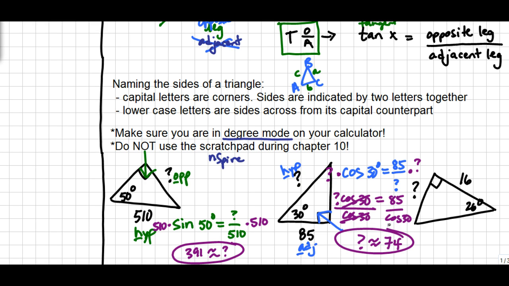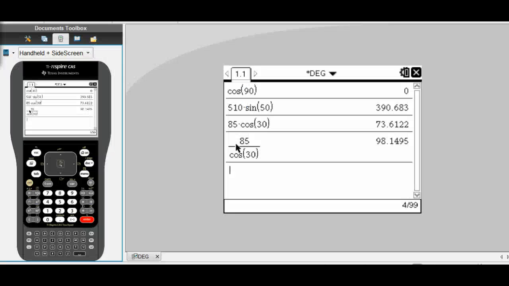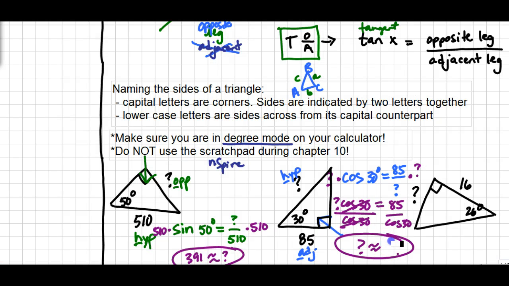Got one more problem to try here, and I realize now that the calculator didn't cooperate with me there. That shouldn't have been a 74 because I needed to divide there, so it should have been 85 divided by cosine 30 to get a 98. Sorry about the mistake there. Just a little calculator glitch. Let's go ahead and try the last one now.